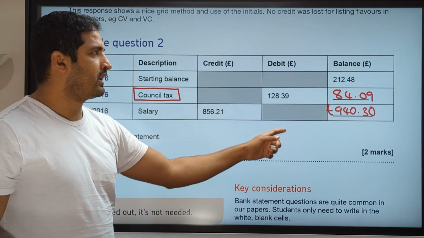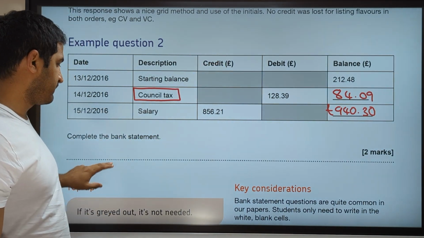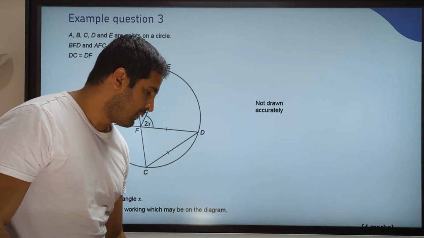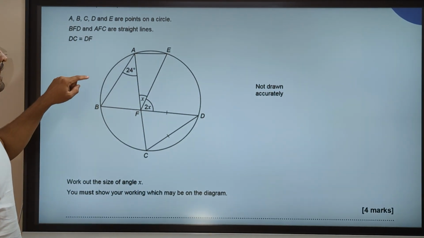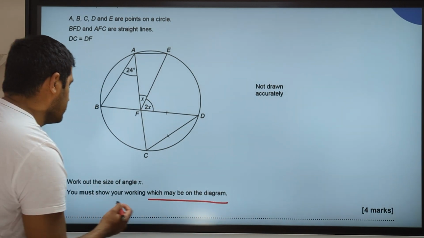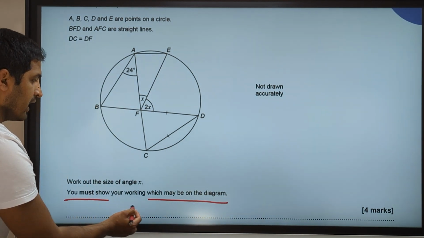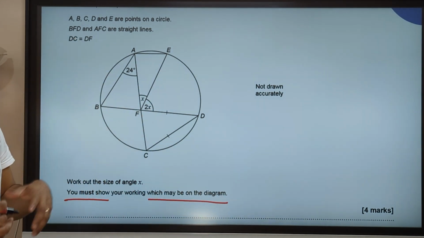Didn't have to put anything here. Don't put random numbers around here in the grey area. Here again are the hints that they give you. Another hint they give you is here, saying that your working out may be written on the diagram. You must show your working out, which may be written on the diagrams. You can write it on the diagrams. That saves you a lot of time.